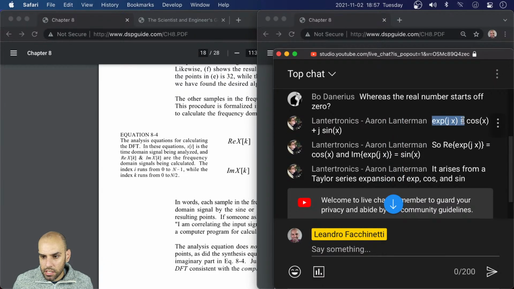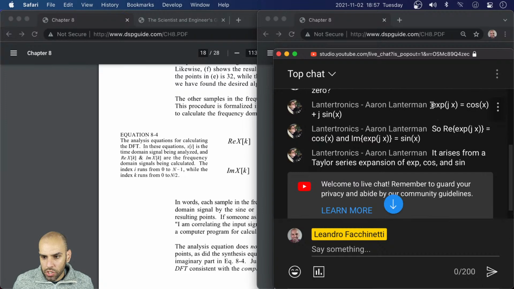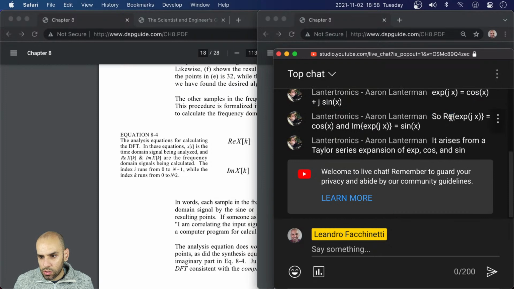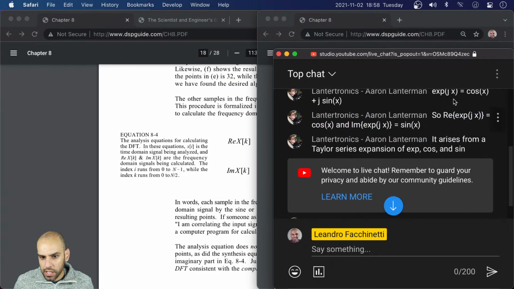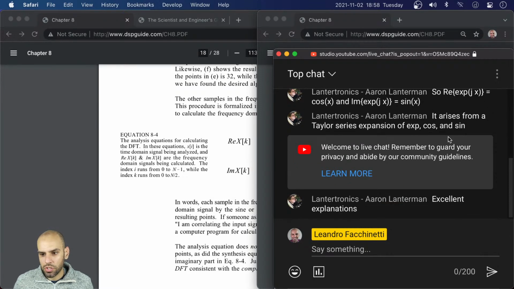And this is something called the Euler Formula, which is a correspondence between exponentials with imaginary numbers and trigonometric functions. So the real part of this and the imaginary part of that, yes, that's where the names come from. It arises from a Taylor series expansion of exponentials, cosine and sine.